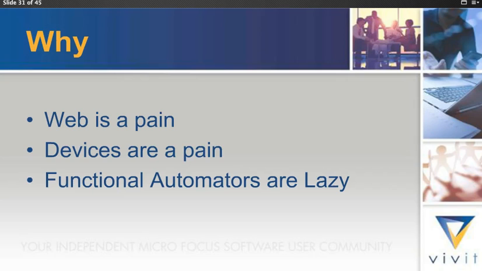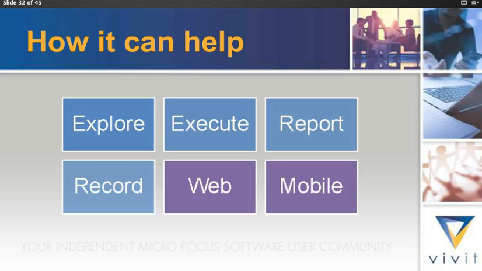Well, the web is a pain, devices are a pain, and functional automators like myself, we are lazy. I don't mean that to be negative, take it in the sense of lazy equaling trying to be efficient, not wanting to do the same thing over and over again, and not wanting to get hit with obstruction after obstruction in your workplace. So let's look and see how these problems of mine are solved with StormRunner Functional.